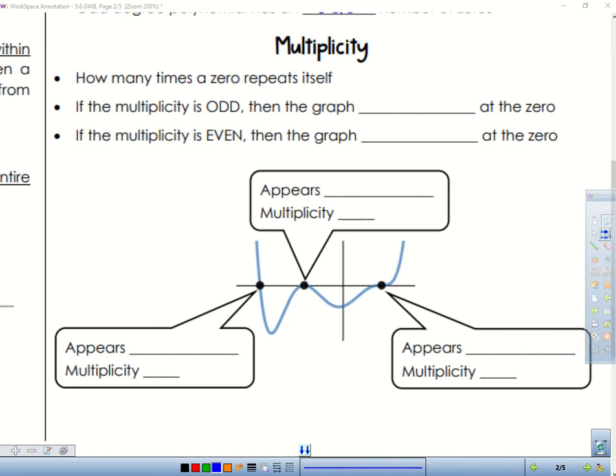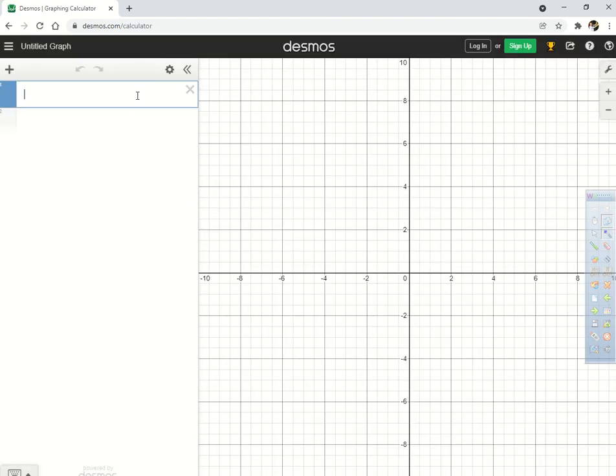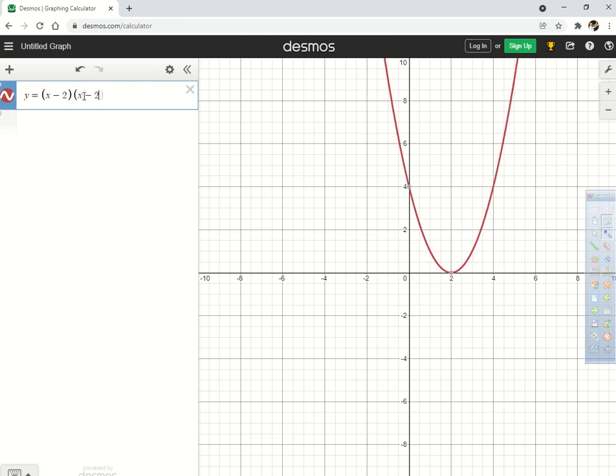So if we go to Desmos real quick, just to pull up an example. Have the graphing calculator out. And I'm going to type in y equals x minus 2. That's my first zero. So as you can see, we cross the x-axis once at 2, just like we expected. Now if that zero occurs again, see how we still cross the x-axis at 2. But what has changed is the fact that it no longer goes through the x-axis. It actually bounces on it, okay?